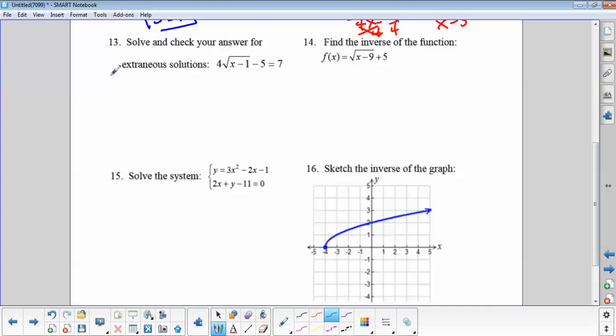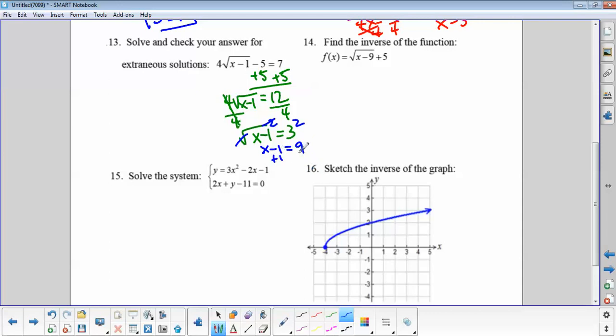Alright, in number 13, you need to isolate the square root before you solve by squaring. So I'm going to get rid of -5 with +5. And then the square root is times 4, so we're going to divide by 4 to get rid of that. So the square root of x minus 1 equals 3. And then to get rid of the square root, you want to square both sides. So that cancels out, and I have x minus 1 equals 9. And adding 1 to both sides, you get x equals 10.